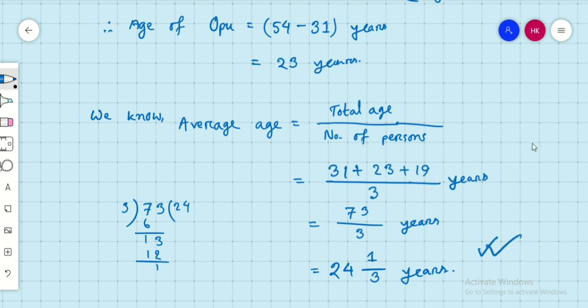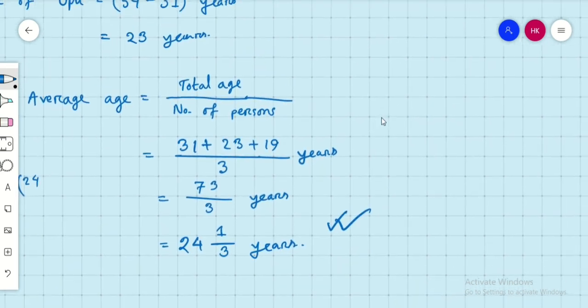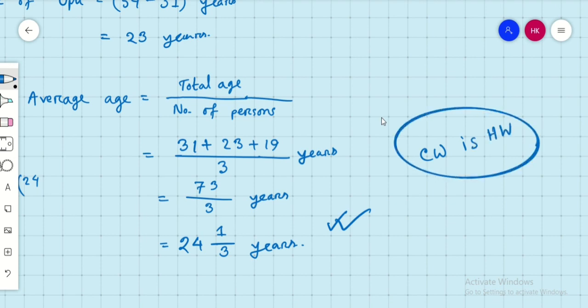This was our today's class. We have already solved 3 questions. I hope you will practice these questions at home. So your today's homework will be CW is HW. That means question number 1, 2 and 3 from average.